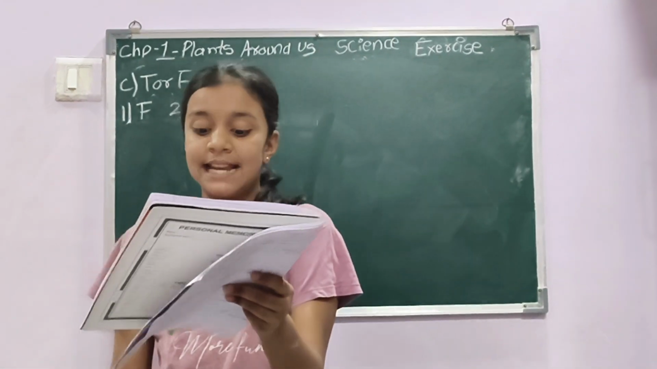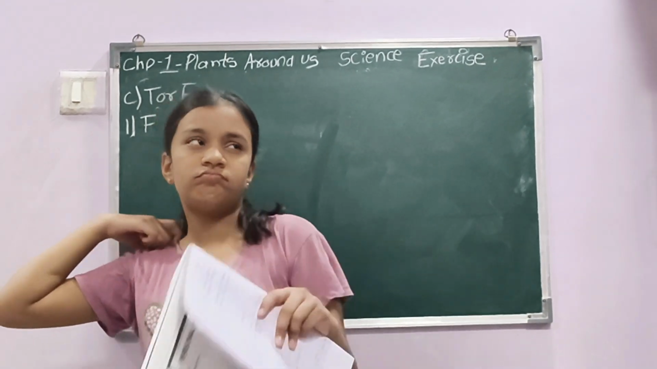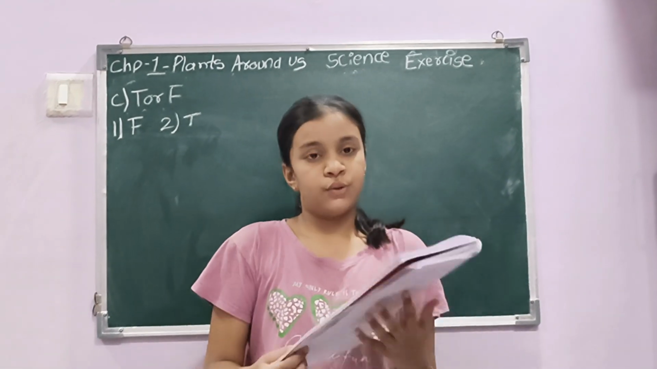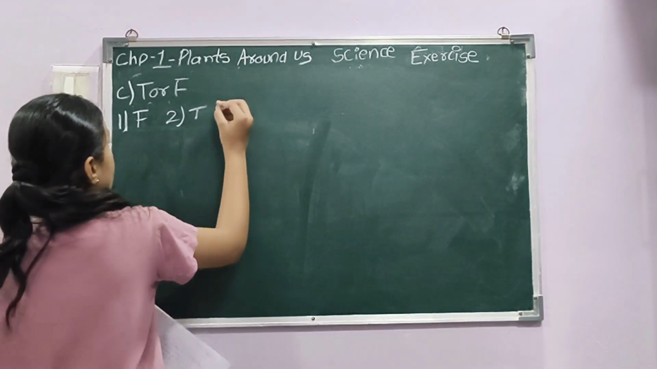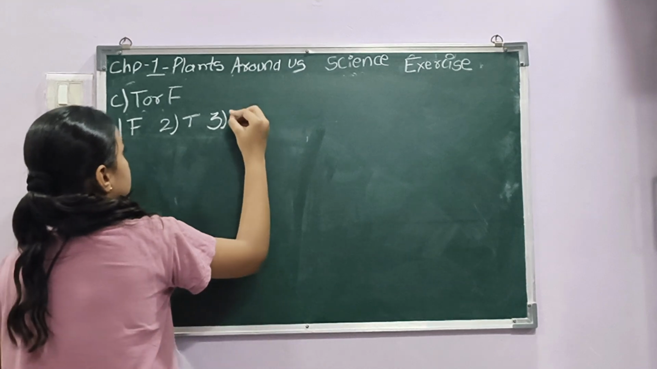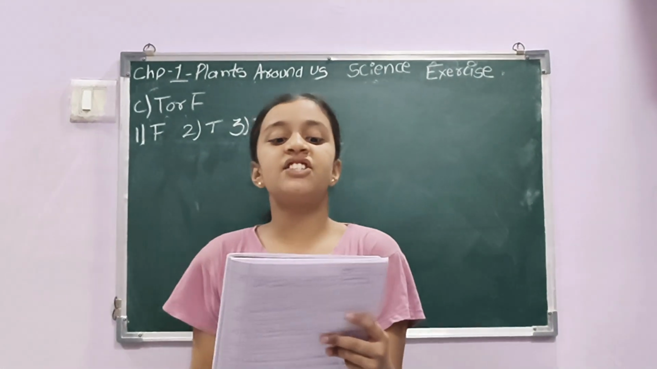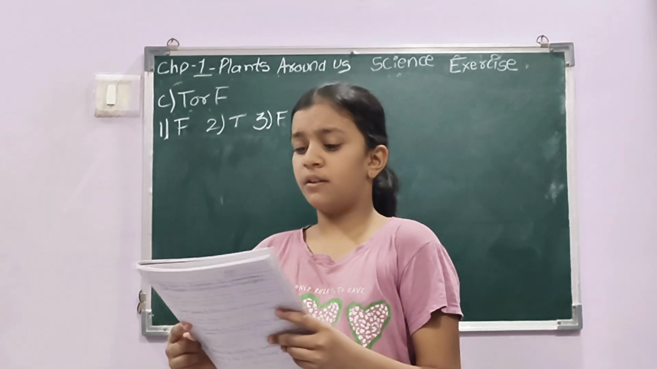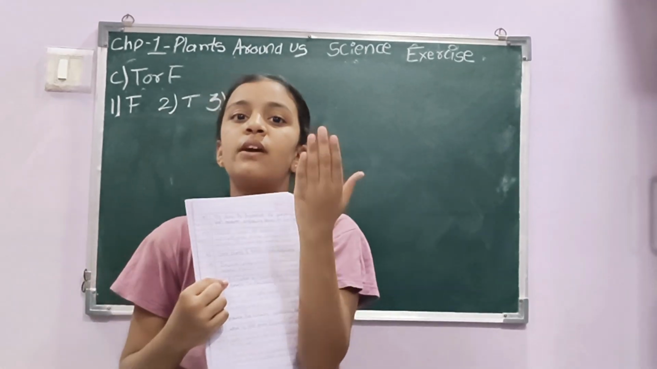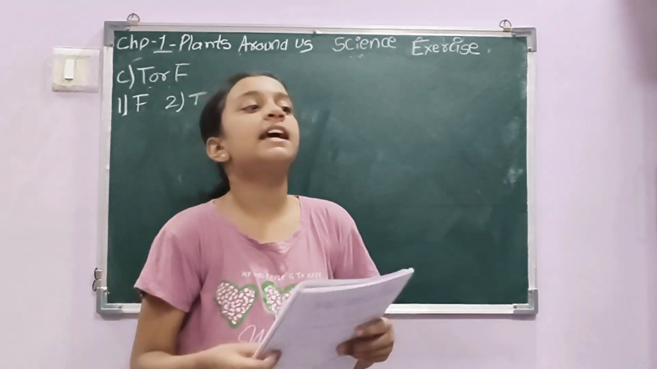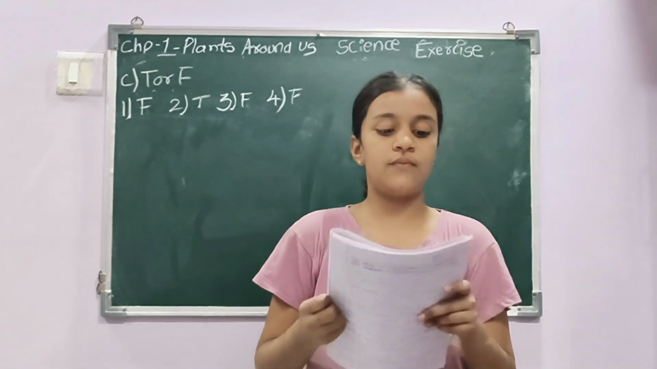Now, the third one is the stem can only conduct water and minerals upward in the plant. False. It is false. Leaves can also conduct. Now, fourth one is what? See. Pollination in flowers takes place only by wind or water. No, it takes place with insects also. So it is false.